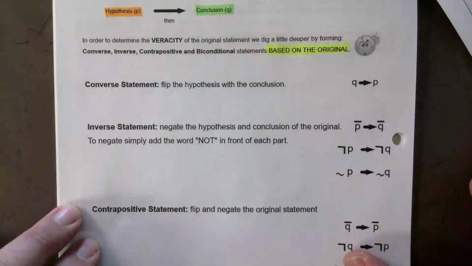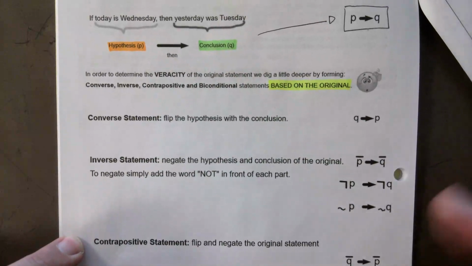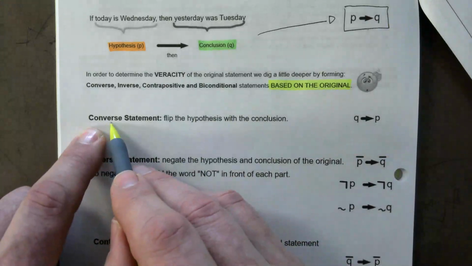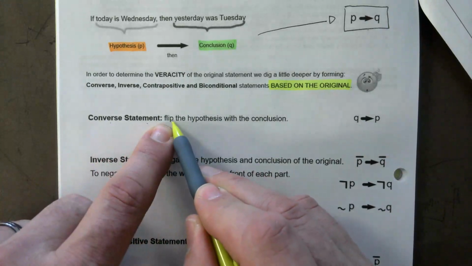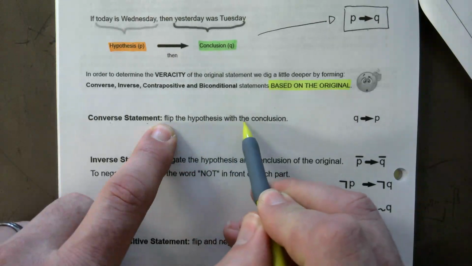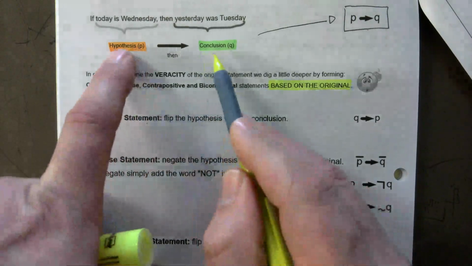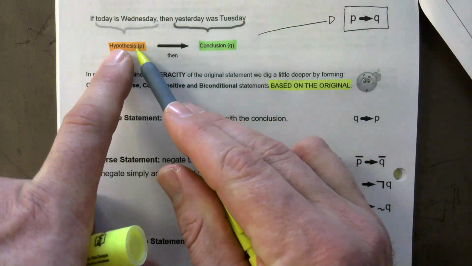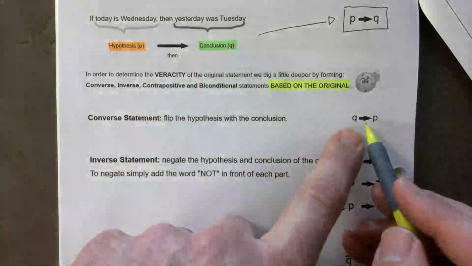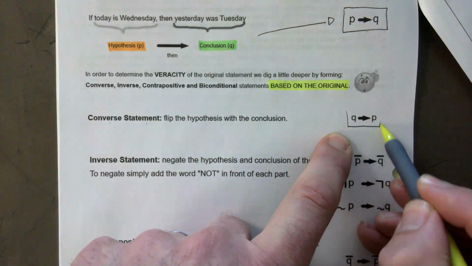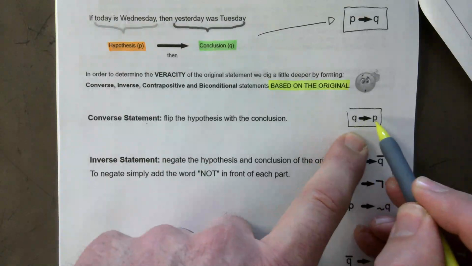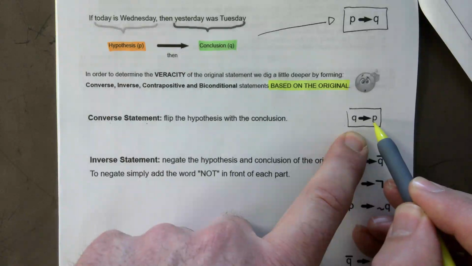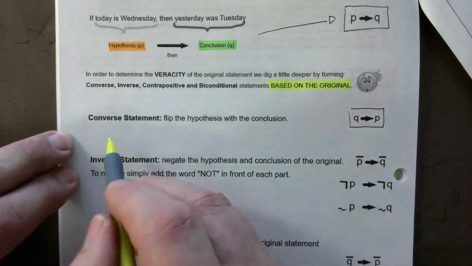And here's what the converse is. Let me make sure I keep this one. This is the original if-then. The converse statement is really flipping the hypothesis with the conclusion. So we're going to flip this. We're going to bring this over here and that part over here. And that's how you see this. The Q is in front, then the P is after. So it's saying if Q, then P. So this is how we write it.